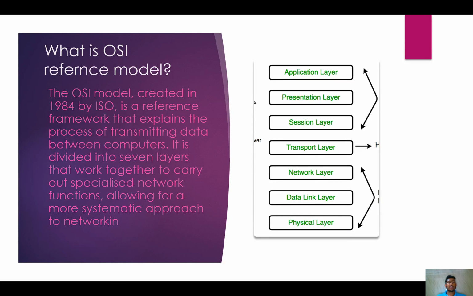What is the OSI reference model? The OSI model, created in 1984 by ISO, is a reference framework that explains the process of transmitting data between computers. It is divided into 7 layers that work together to carry out specialized network functions, allowing for a more systematic approach to networking. You can see the systematic representation here. The 7 layers: application layer, presentation layer, session layer, transport layer, network layer, data link layer, and physical layer.